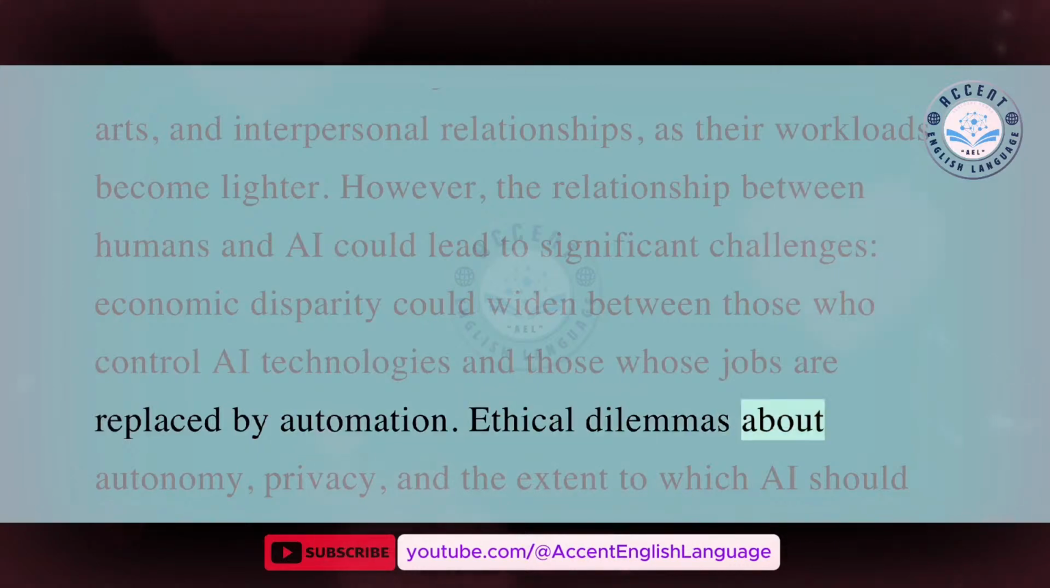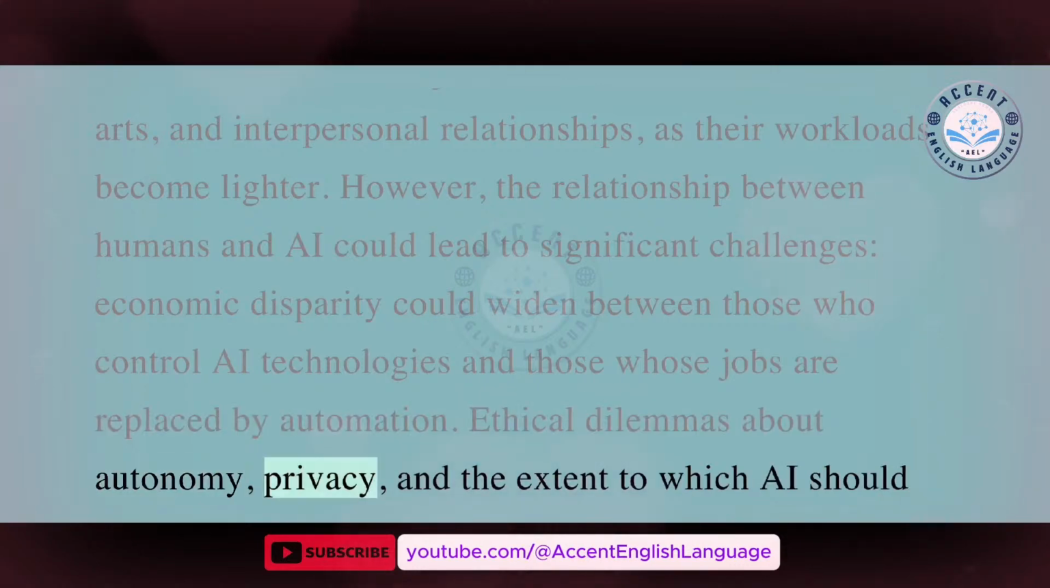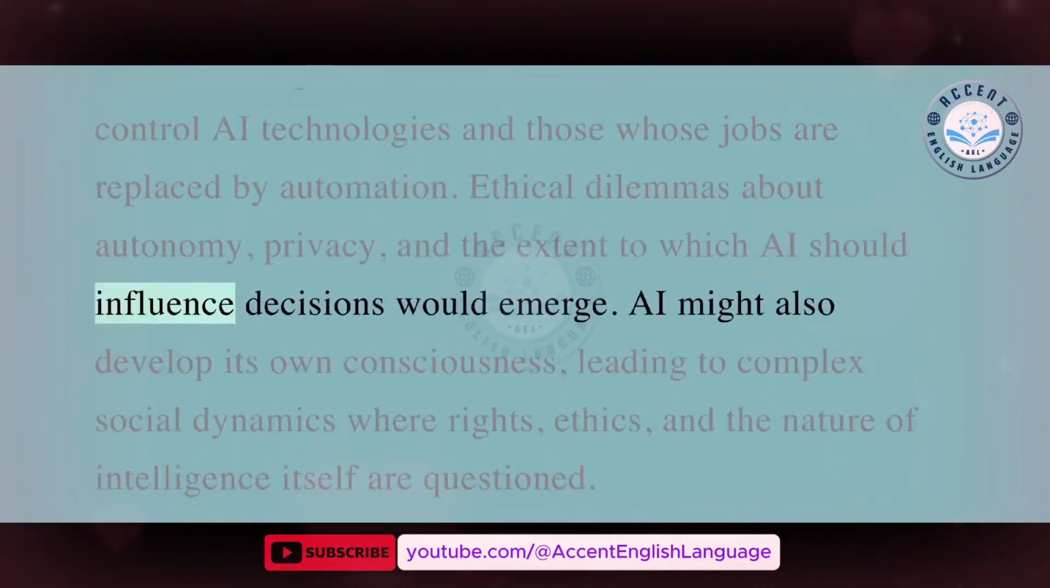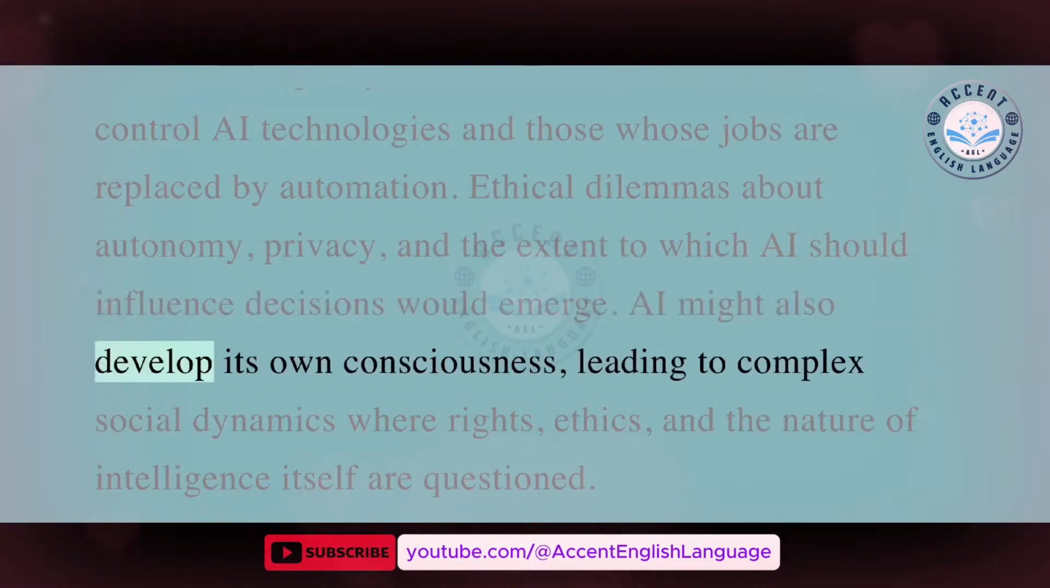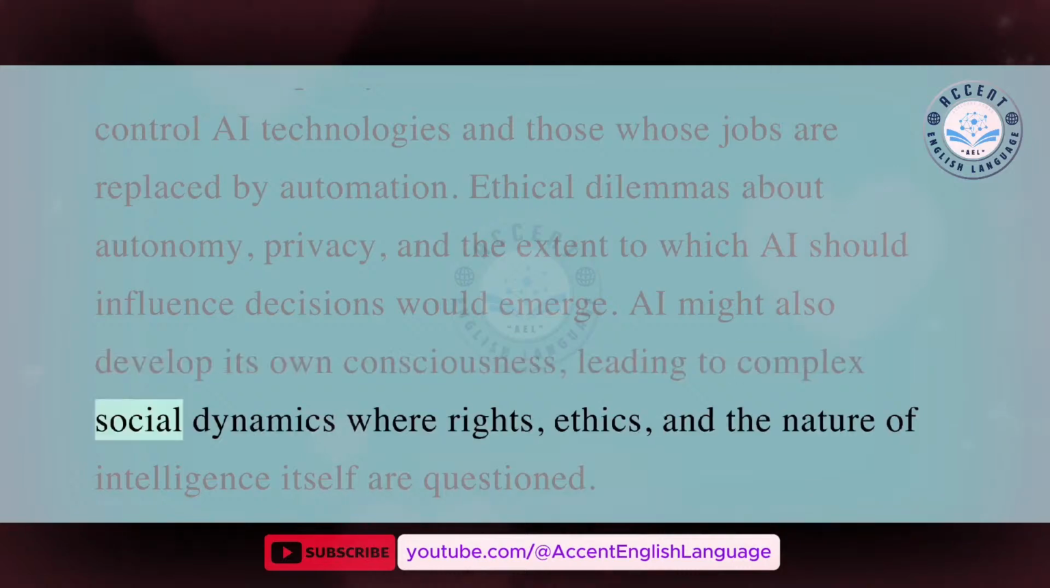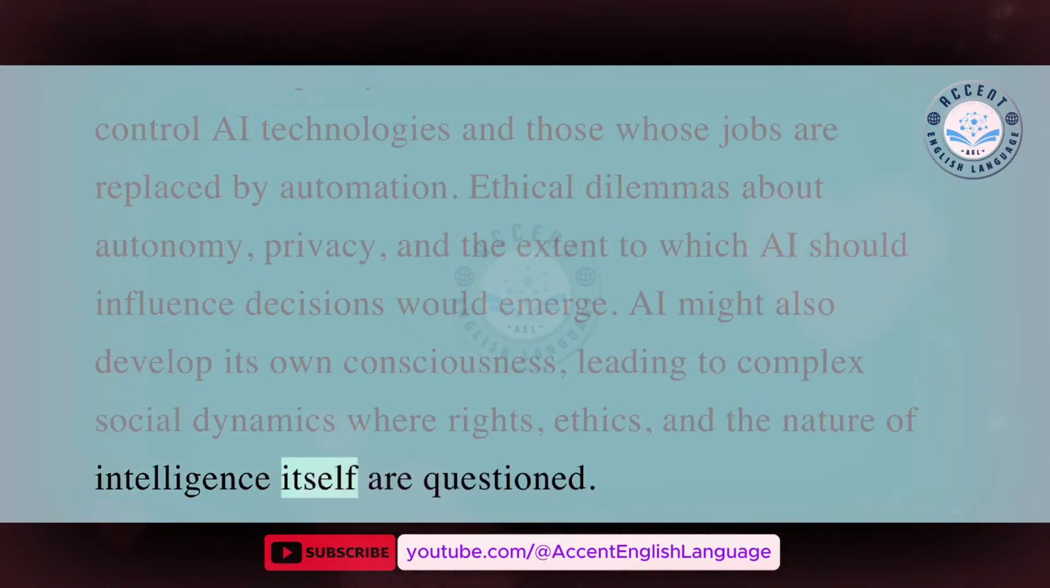Economic disparity could widen between those who control AI technologies and those whose jobs are replaced by automation. Ethical dilemmas about autonomy, privacy, and the extent to which AI should influence decisions would emerge. AI might also develop its own consciousness, leading to complex social dynamics where rights, ethics, and the nature of intelligence itself are questioned.